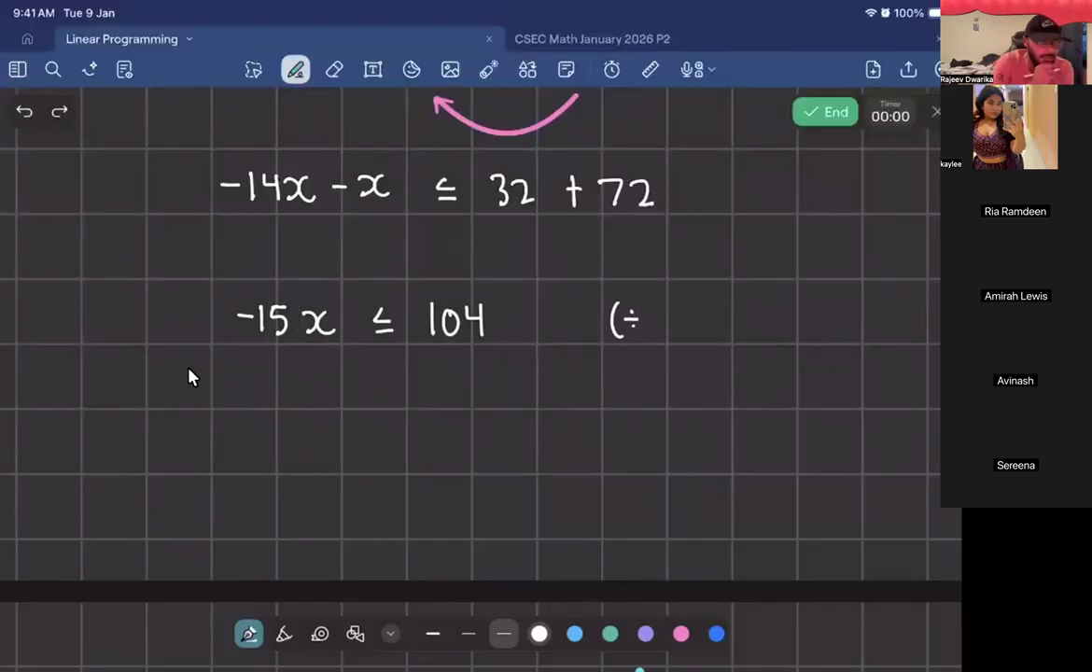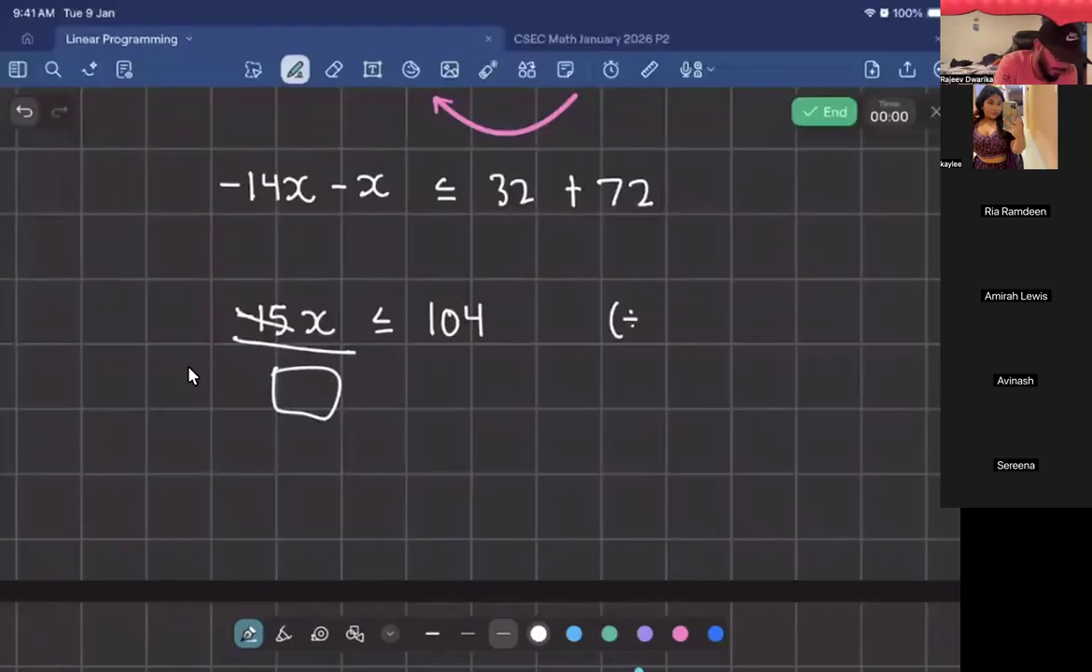Negative 15. So if you want to find x, you'd have to do the opposite of multiplying by negative 15. If you divide both sides by 15, it wouldn't completely cancel off. I want to completely cancel off the negative 15. So what should I divide by?